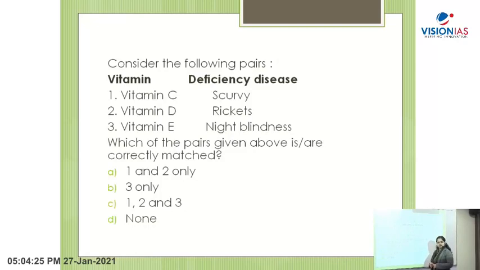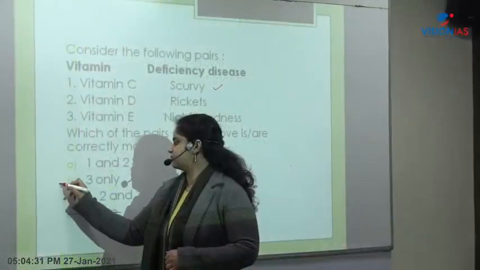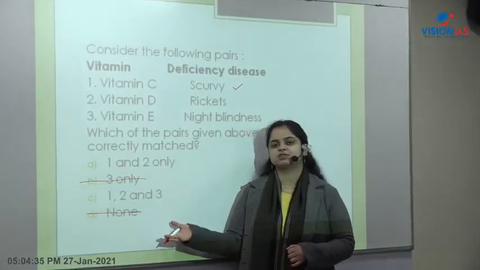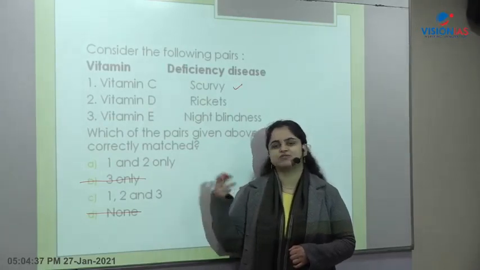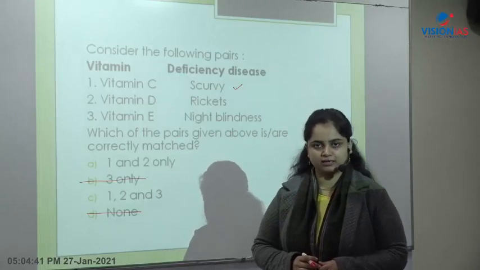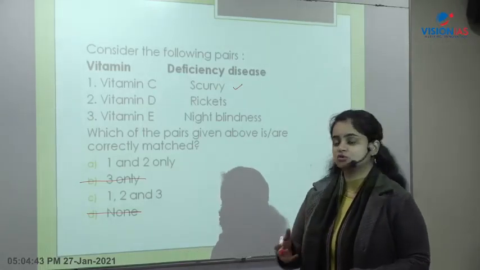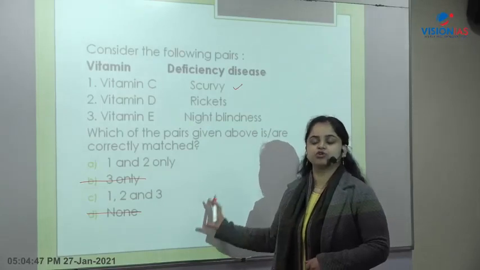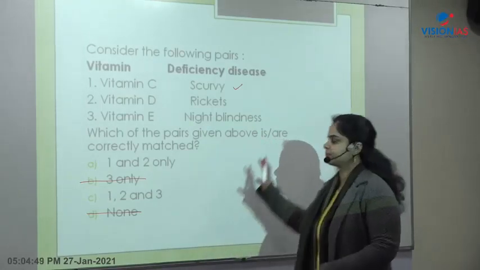Vitamin C, scurvy. This is correct. One is correct, so we eliminate any option which does not have one. I'm going to do this exercise with you in the first few questions so that you develop this habit. You are getting a lot of self-test questions also to practice, so while doing those, try and utilize this step-by-step approach. It's going to be very, very helpful for you.